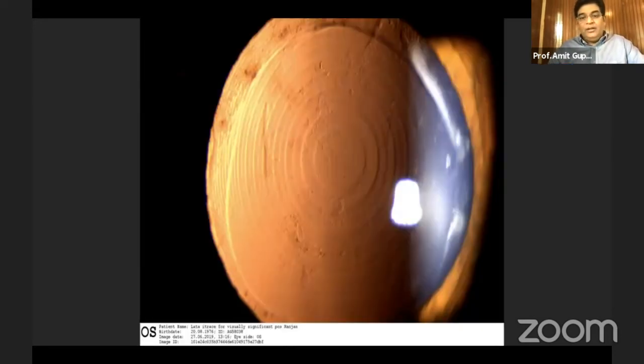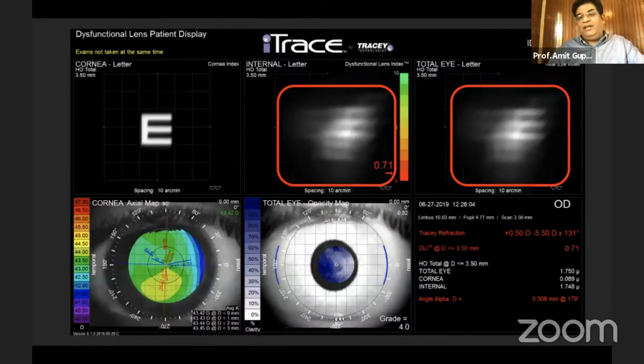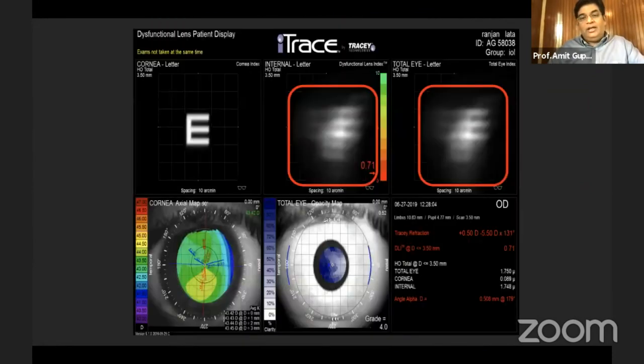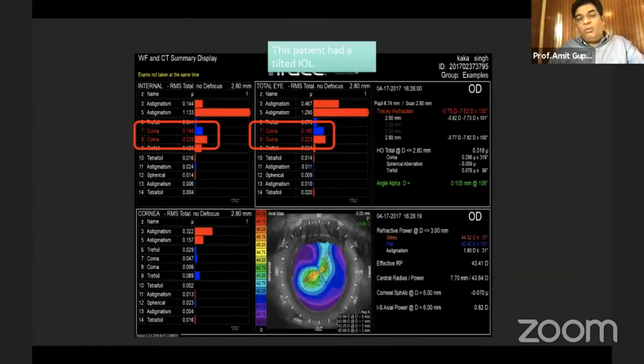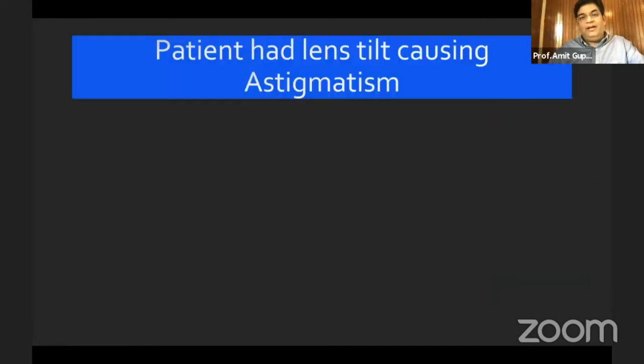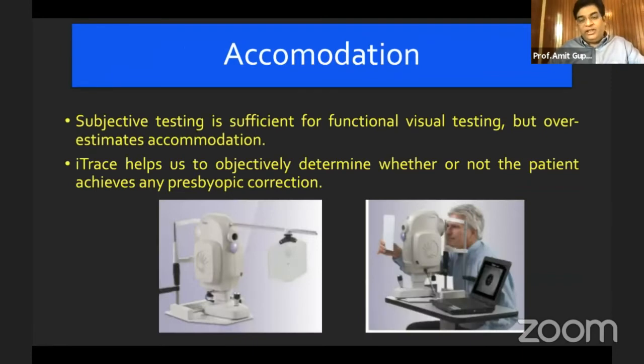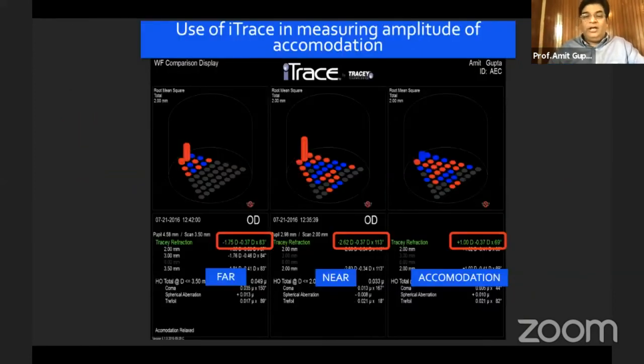So these kinds of PCOs, this is the eye trace map. It shows us that the patient is having some visual disturbance due to the posterior capsular opacification, and it should be YAG. The patient with the tilted IOL, again, we saw considerable coma in this patient. He had a scleral fixation IOL, and we could see that this tilted lens was causing astigmatism. Better understanding of the patient's vision: this has an aperture, and we are able to see the wavefront maps at distance as well as when he is accommodating. This is far, near, and when we accommodate, it's a +1 diopter of accommodation.